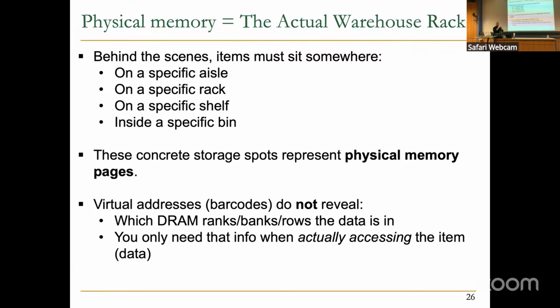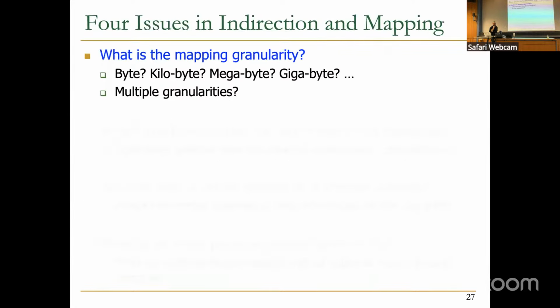When you want to access this item with this label, then you will find out where it sits. There are 4 key issues with indirection and the mapping. The first key issue: what is the mapping granularity? Do we translate at the byte granularity? Do we translate each byte to another byte in the physical address space? Do we use kilobyte large chunks? Do we use multiple granularities?